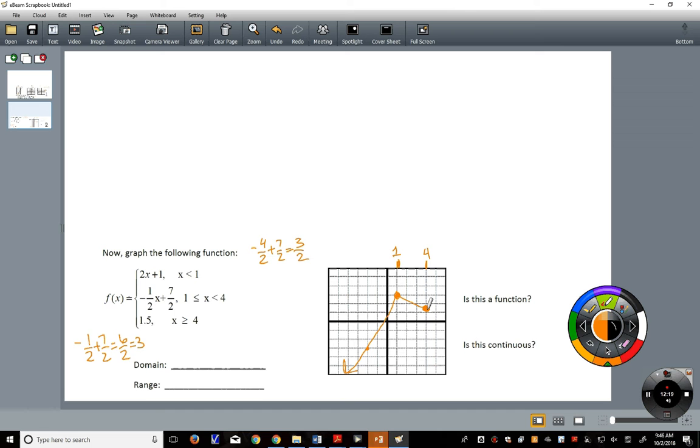The answer is just always 1.5. So I'd get like (6, 1.5). And so this would be a horizontal line. Okay. I am not saying you have to do it this way.